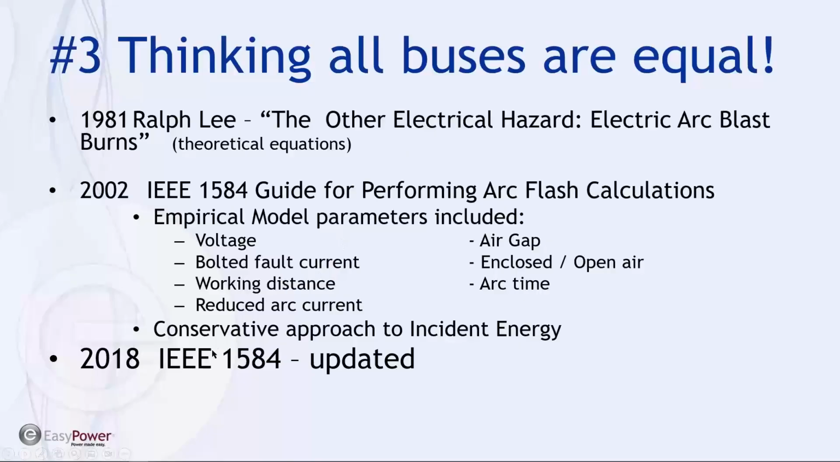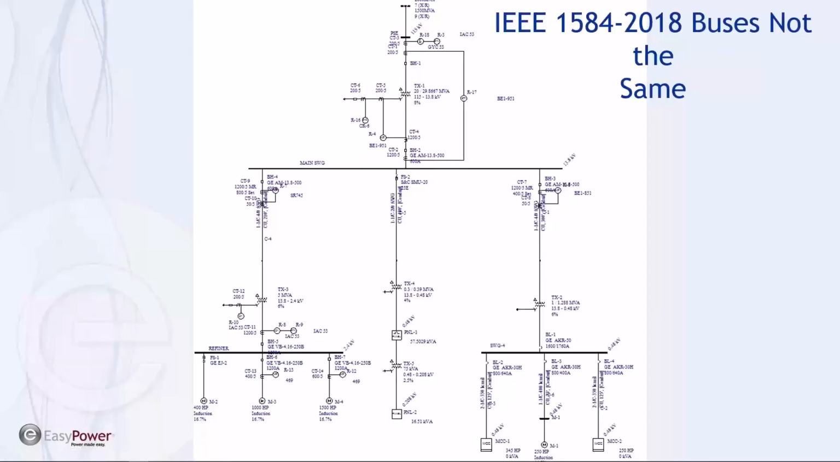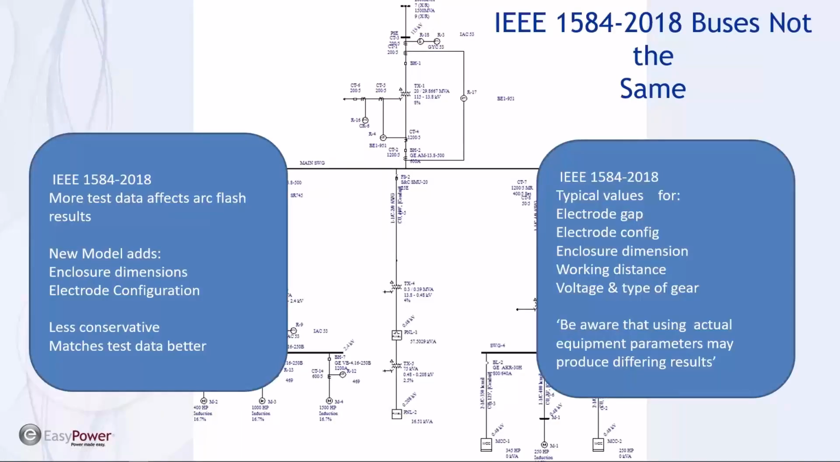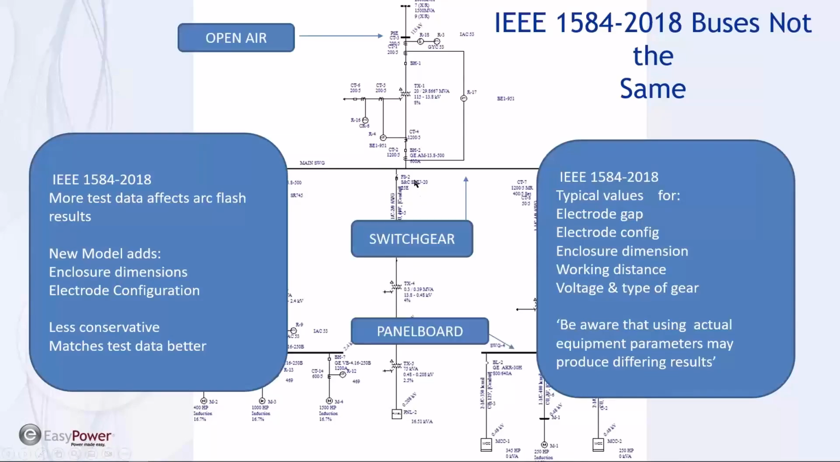So it wasn't until 2018 that the 1584 was expanded and updated. And at that point, it was recognized that there is a difference between things like an open air installation versus switchgear or panel boards. And so the new model adds enclosure dimensions, electrode configuration, and it's less conservative as far as its recommendations and matches the test data better with the expanded testing that had been done.